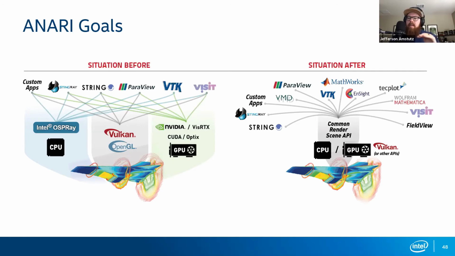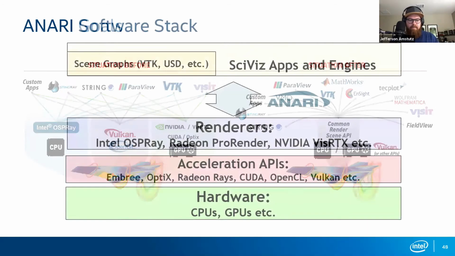So to get to the lower level goods of what a renderer vendor might provide, we were trying to commoditize that to go from the left to then the right, where we have all of these packages talking to a single render API, and then let the vendors worry about the renderer, let the applications worry about their application.